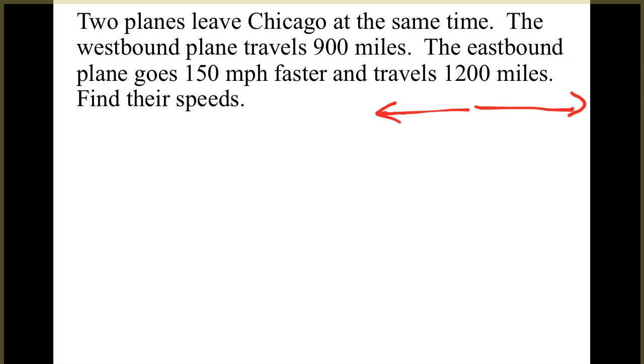So the westbound is traveling 900 miles. The other one's going 1,200 miles. Okay, we know that. We don't know their speeds. We don't know their time. But what we do know is it says the eastbound plane goes 150 miles per hour faster and travels 1,200 miles. So we know that this is going faster by 150. This one's unknown.